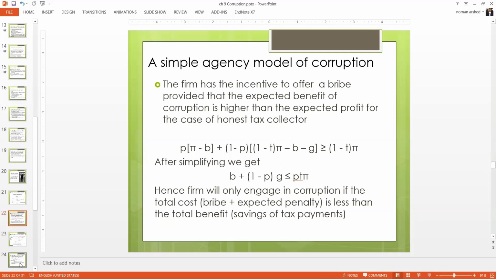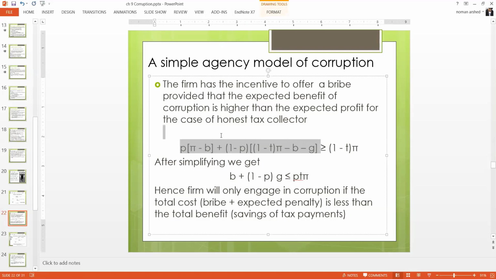Now, the firm has incentive to offer bribe provided that the expected benefit from corruption is higher than the expected profit for the case of an honest tax collector. So what is the case? This first portion is the returns if they pay bribe. What are the returns? Probability of successful bribe is pi minus b plus probability of getting caught, 1 minus t pi minus b minus g. This statement shows the net returns that they will get if they engage in bribing. And this is the net returns that they will get if they do not do corruption.